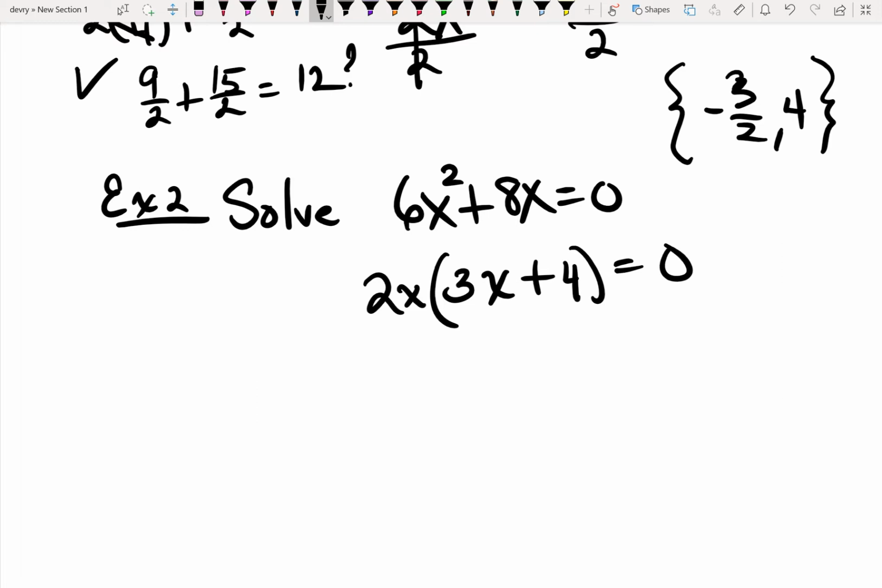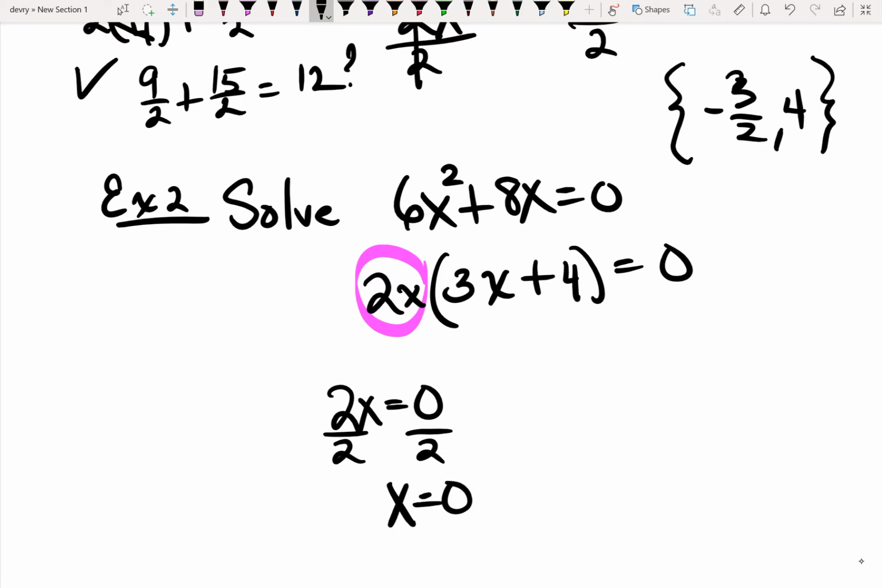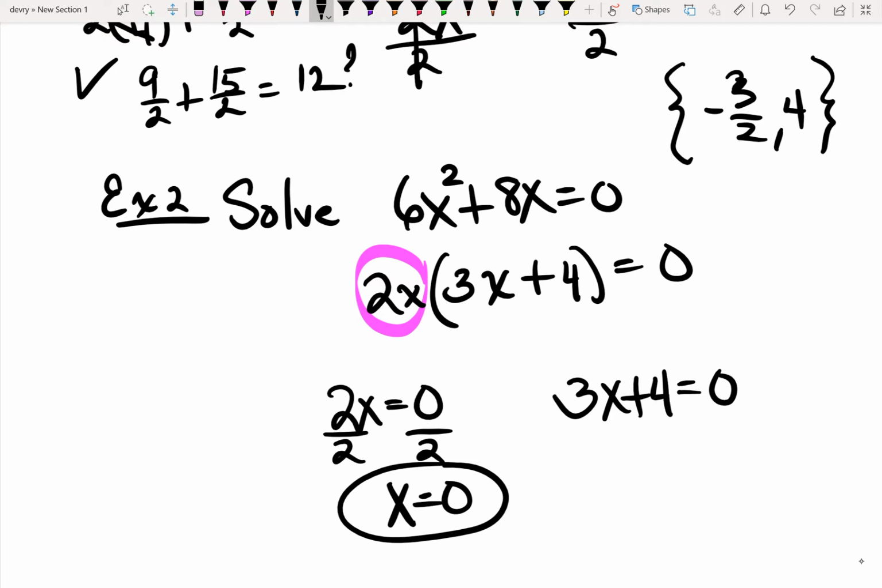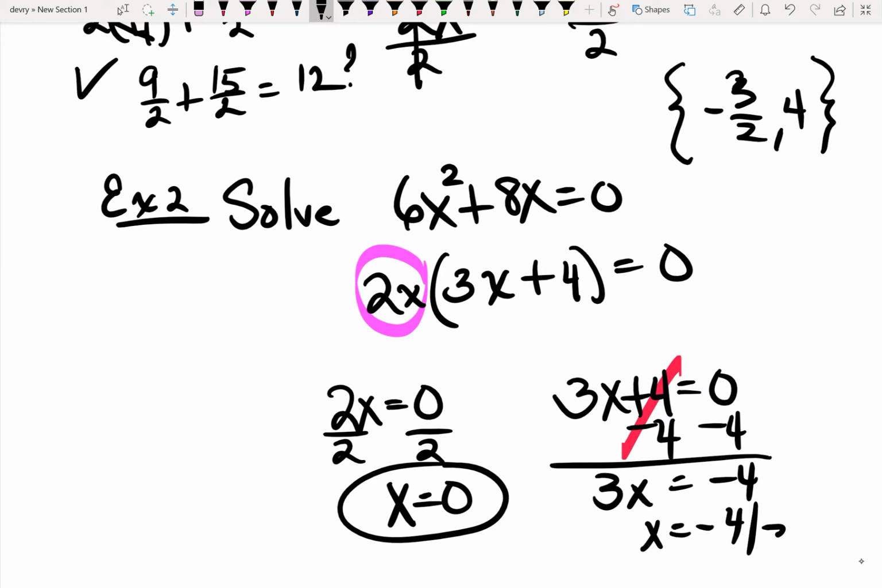Set that to 0. So whenever you see this, see how this is hanging out in front of the parentheses? That is a repeating 0. So that means that we're going to say then 2x equal to 0, divide by 2, so therefore x is equal to 0. You don't need to do all that, but that's how it works. Here's 3x plus 4, we set that to 0. Subtract 4 on both sides, so you get 3x is equal to negative 4. Remember this cancels, plus minus of each other, leaving you x is equal to negative 4 over 3.